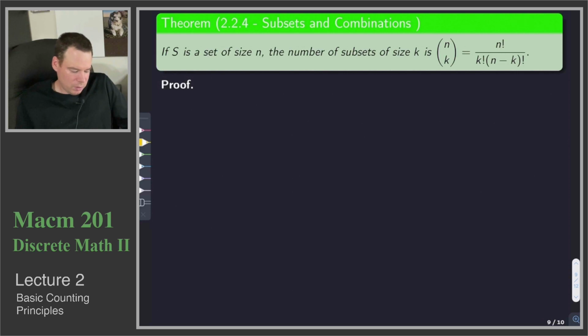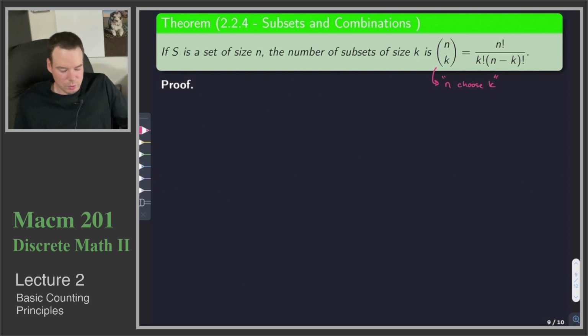So now we're going to introduce the binomial coefficient that you probably are familiar with from Macm 101, but we're introducing it as a special example of the one we just talked about. So if S is a set of size n, the number of subsets of size k is given by this symbol, n choose k. That's how we read this, n choose k.